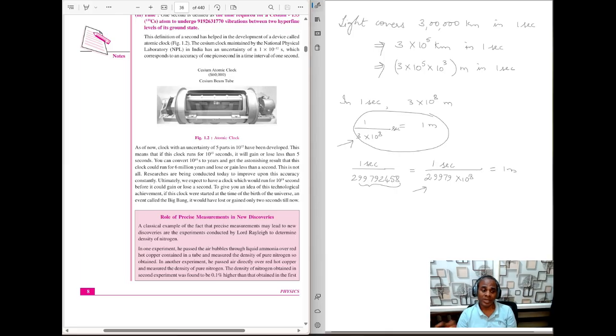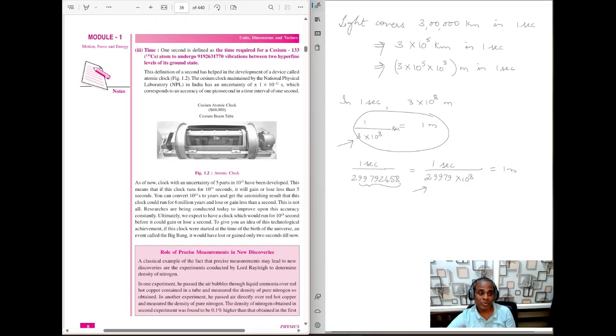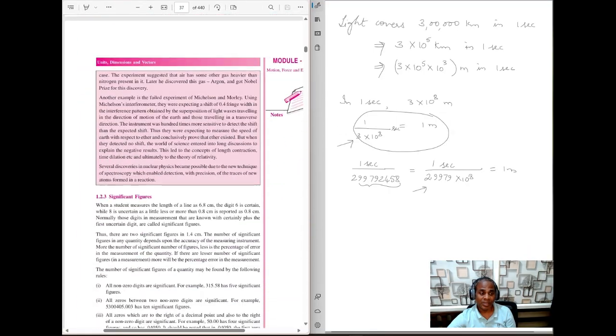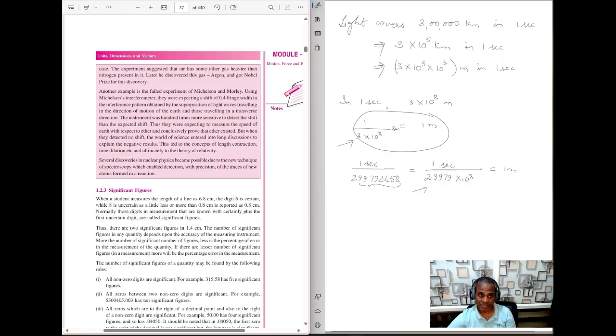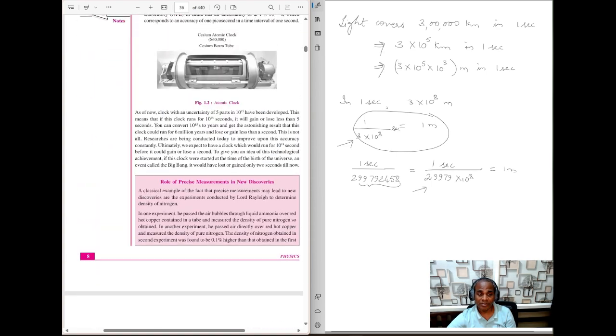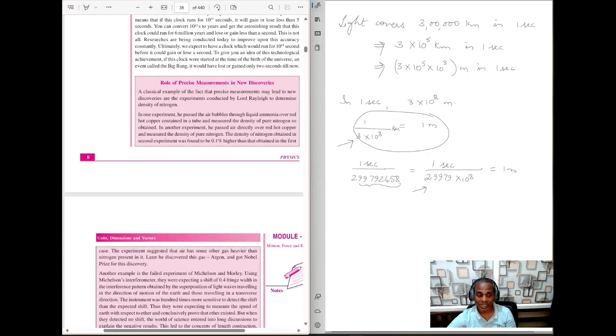Now, in the next video, we will understand the importance of significant figures. I hope you understood till here. Please revise this concept from the starting of this chapter till page number 8 to understand and absorb the learning.